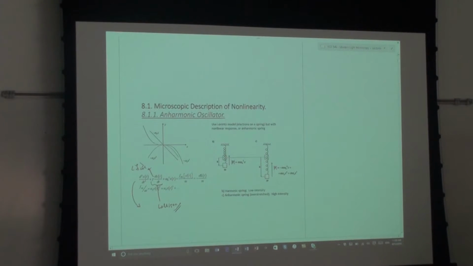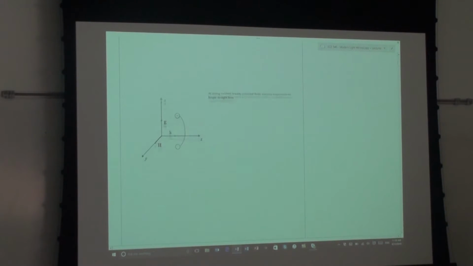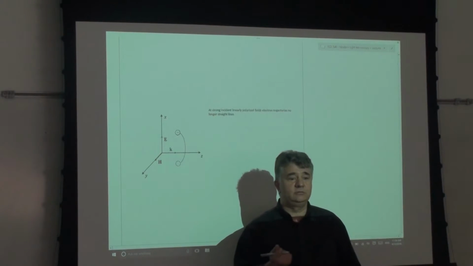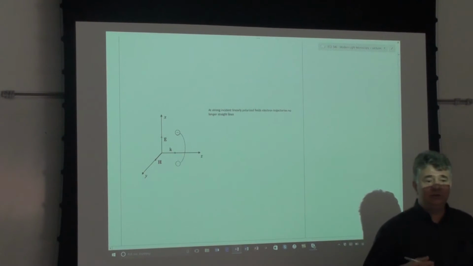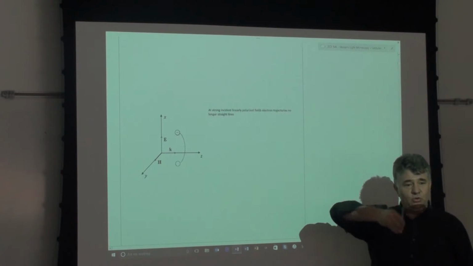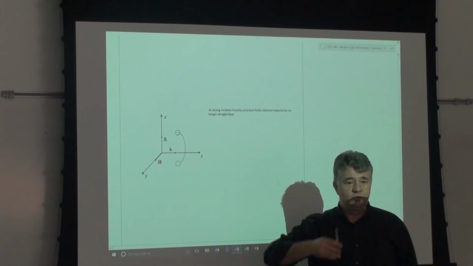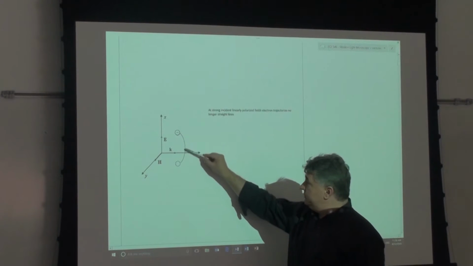And it turns out that one picture to explain that is that, as we all know, nonlinear optics happens at high power. What happens at high power is that your electric field is no longer going up and down on a linear trajectory. The trajectory may get curved.